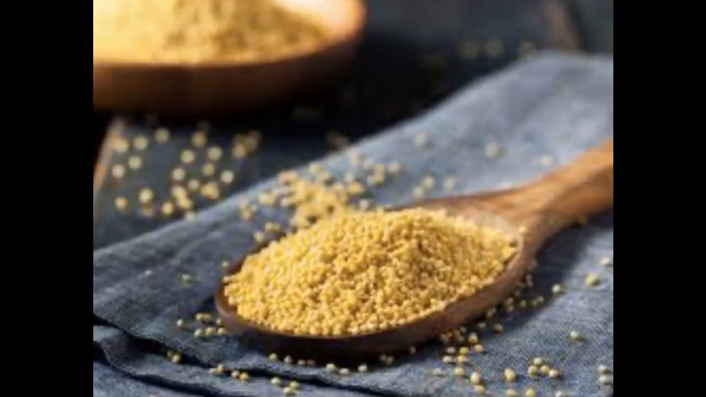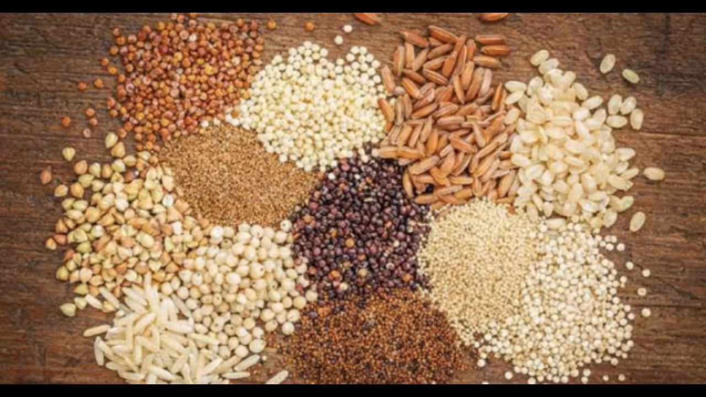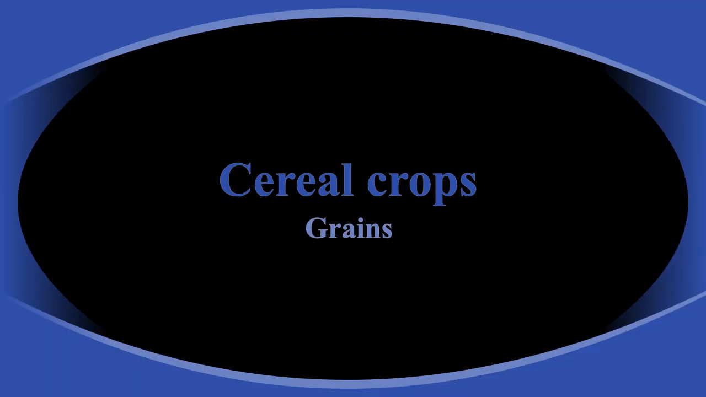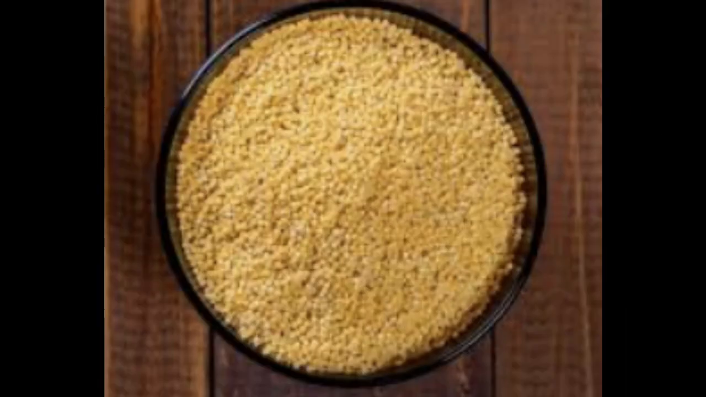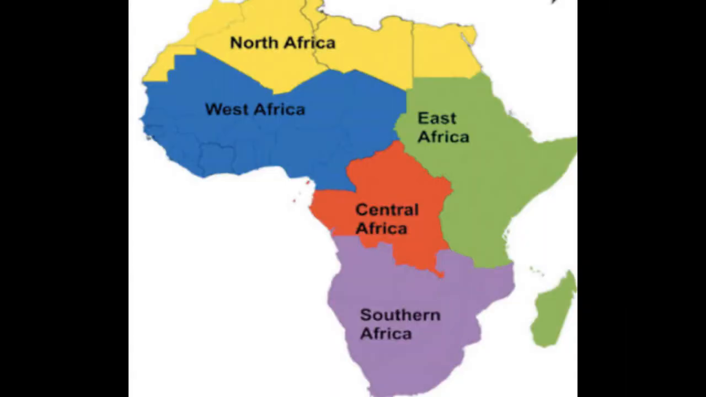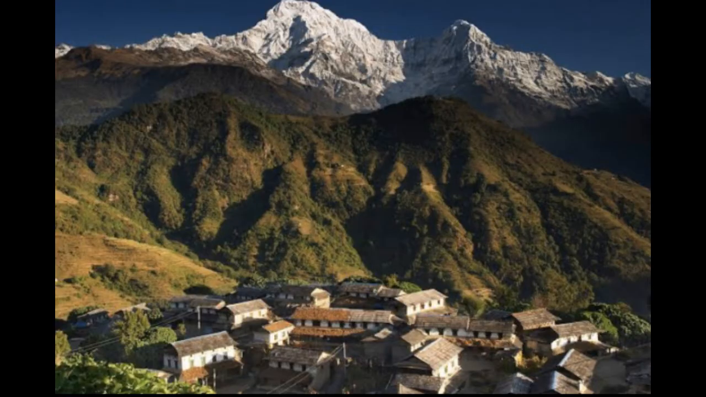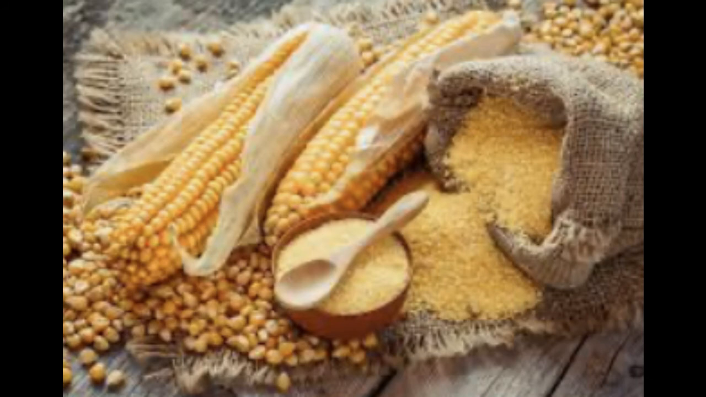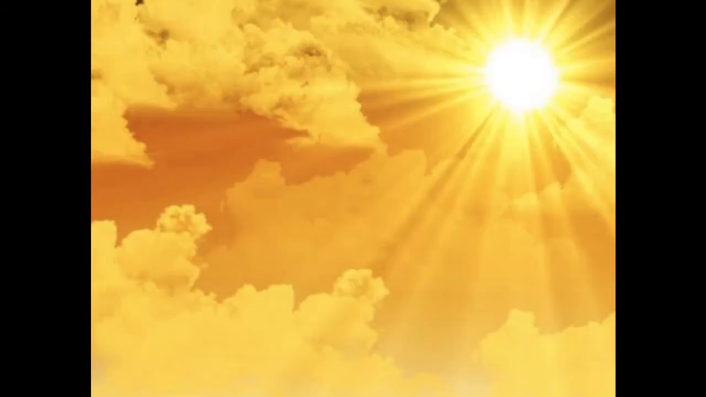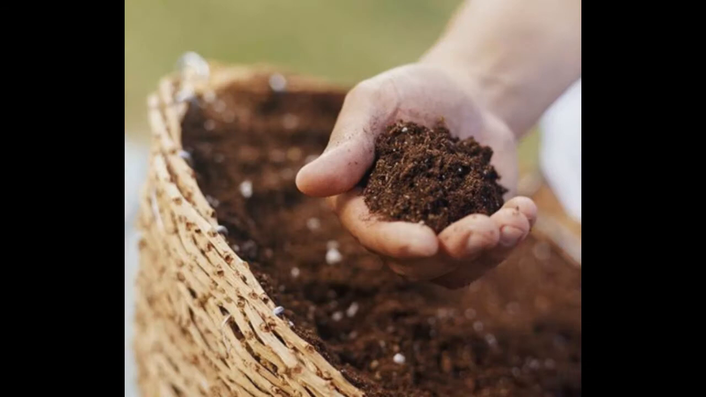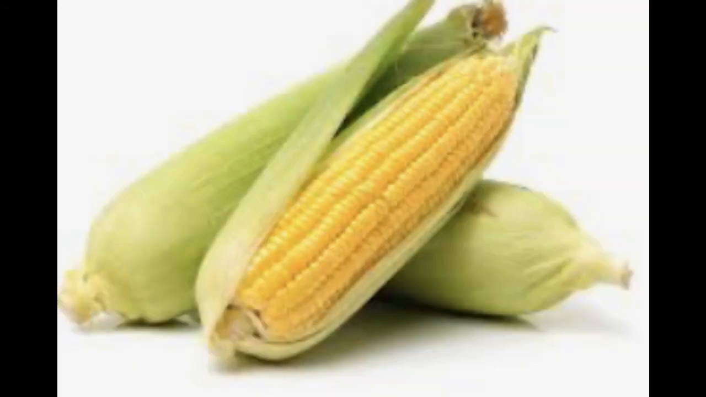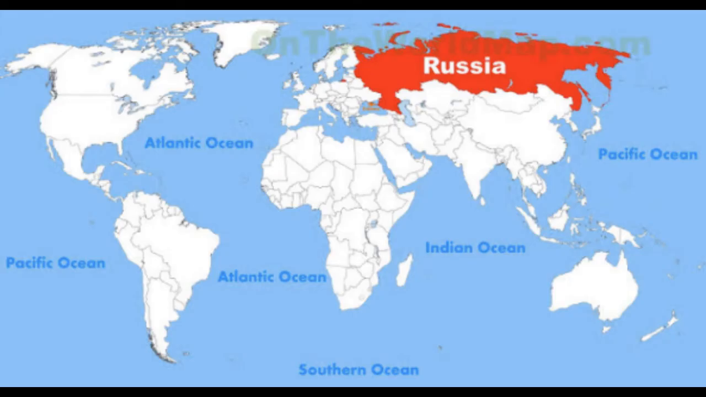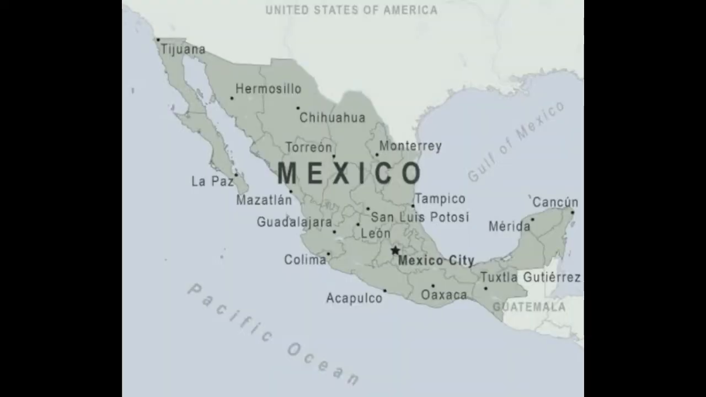Millets. The millets are a group of highly variable small-seeded grasses widely grown around the world as cereal crops or grains. It is an important staple food in parts of eastern and central Africa, India, and northern hills of Nepal. Maize. Maize requires moderate temperature, rainfall, and lots of sunshine. It needs well-drained, fertile soil. Maize is grown in North America, Brazil, China, Russia, Canada, India, and Mexico.